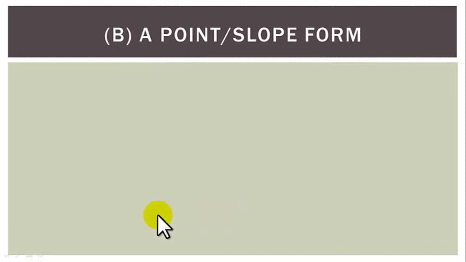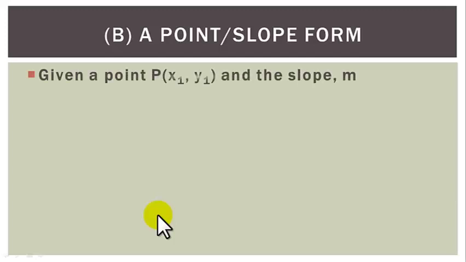B. A point/slope form. Given a point P with coordinates x1, y1 and the slope m, we can draw a straight line.